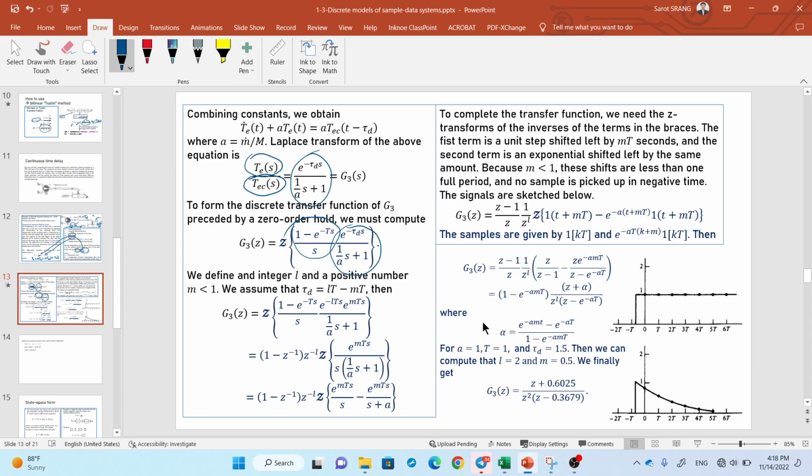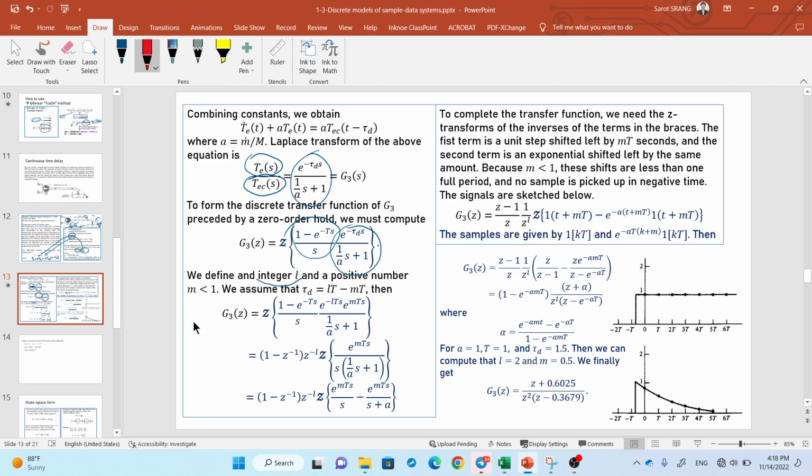And then what can we do? For the case where tau d is not a multiple of T, we denote other parameters. L is an integer, and m is not an integer, it is less than 1. Why do we do this? To give you a good way to understand this.